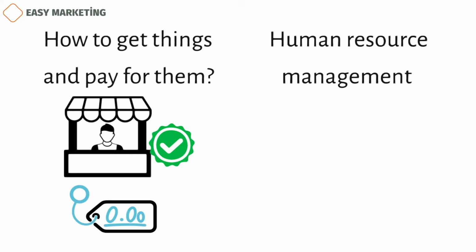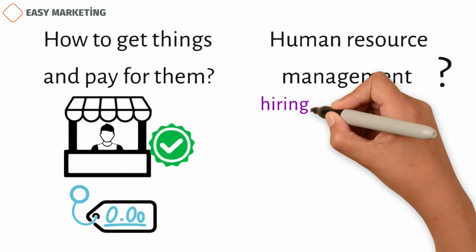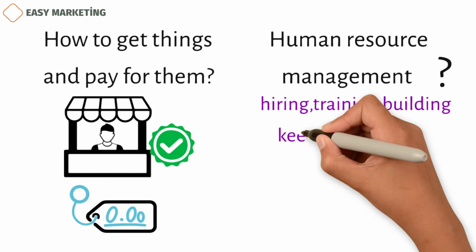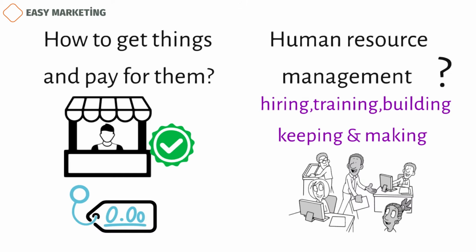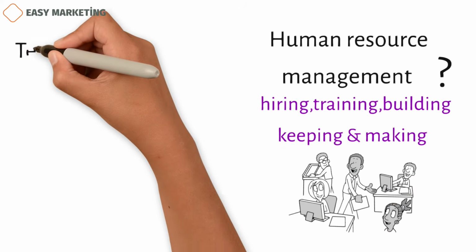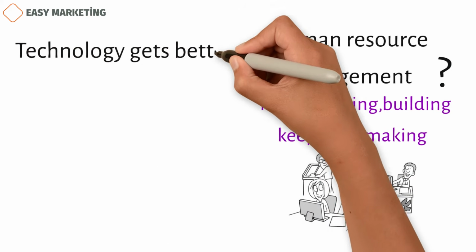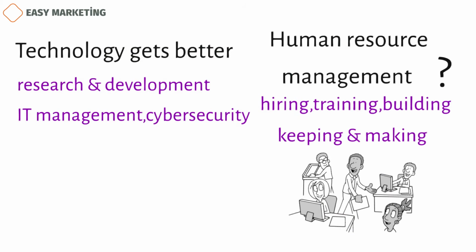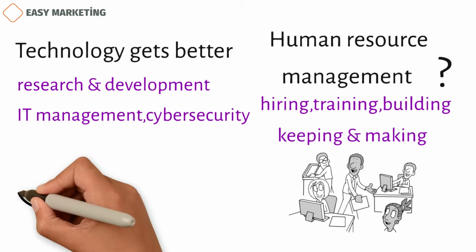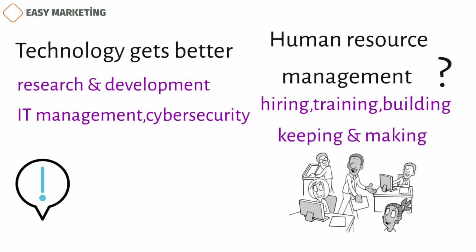Human resource management. How care is taken of people. This includes things like hiring, training, building, and keeping an organization's culture, and making sure employees get along well with each other. Technology development. An organization does things like research and development, management, and cybersecurity to build and keep up its use of technology. Infrastructure, the way the company works.